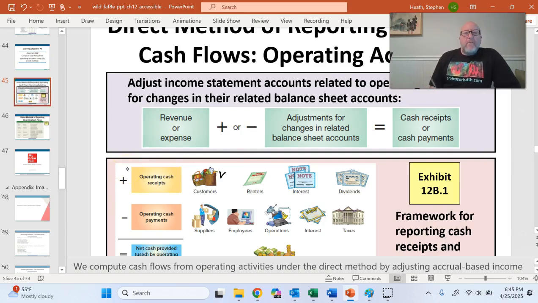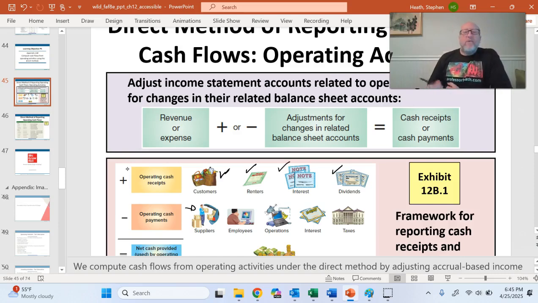And so we're going to get cash from customers. If I'm a rental agency or if I own property and I rent that property, then we would get cash from renters. If I had investments in some subsidiary and that subsidiary paid us interest and the cash was received in the form of interest payments, then I would treat that as cash. And then dividends that I received related to investments that I'm holding, all four of those would be sources of cash.